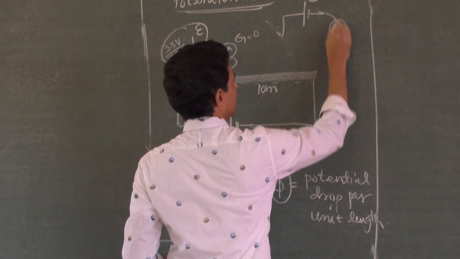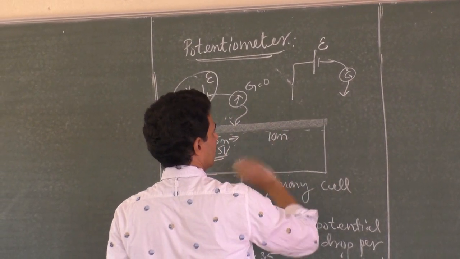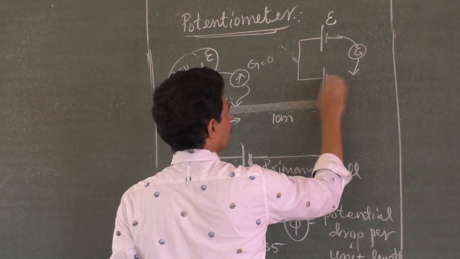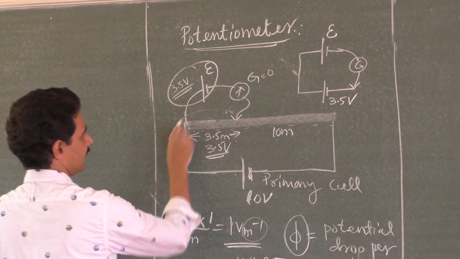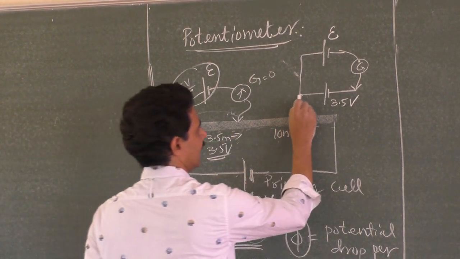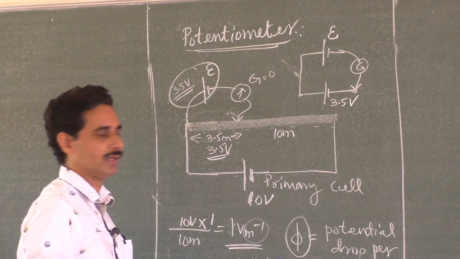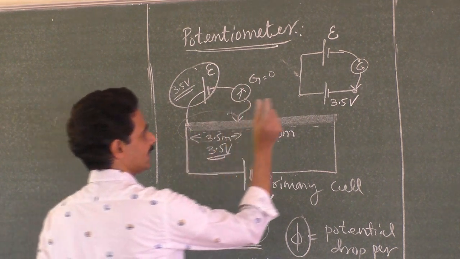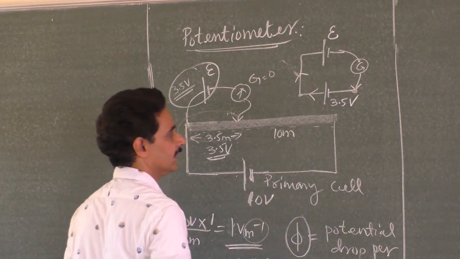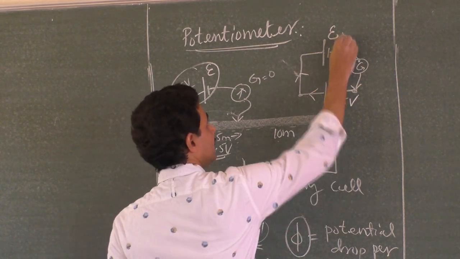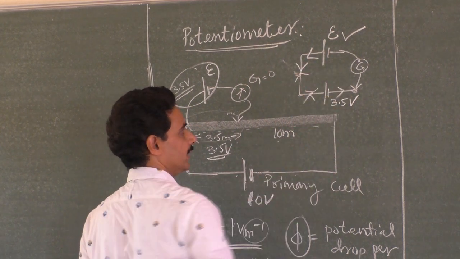I have a galvanometer of 0 resistance with me, and myself and galvanometer are connected across a cell of EMF 3.5 volt. This part of the wire is taken as 3.5 volt. Now, what is the condition of the galvanometer? This part of the wire, which is acting like a 3.5 volt, will try to send the current like this through the galvanometer, but this cell already present will try to send the current like this in the galvanometer.